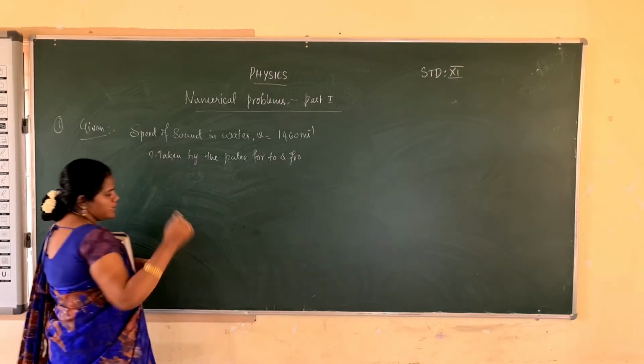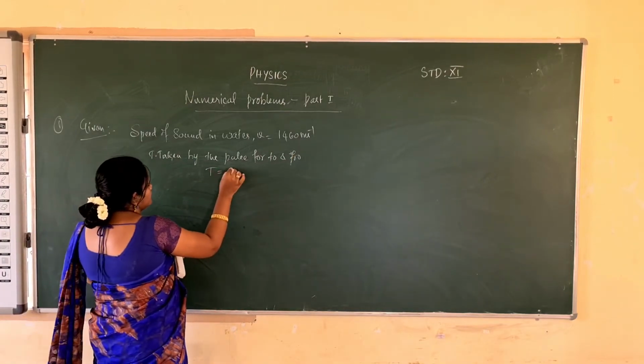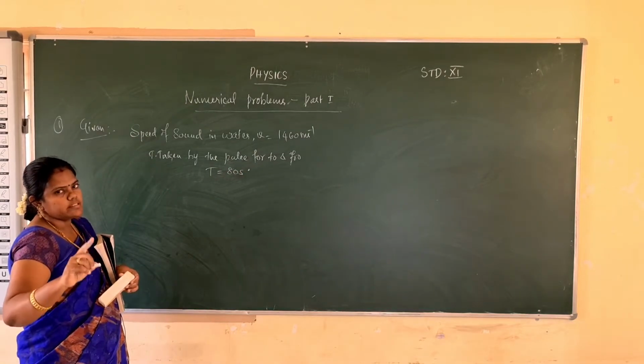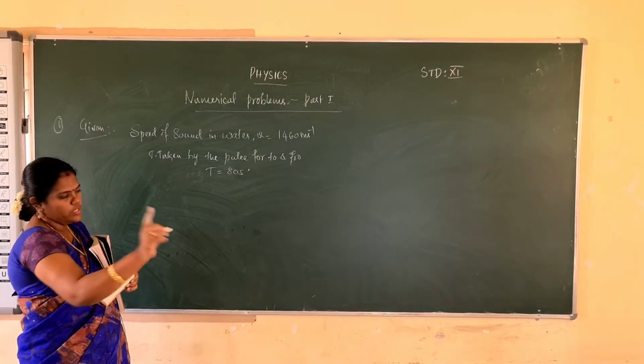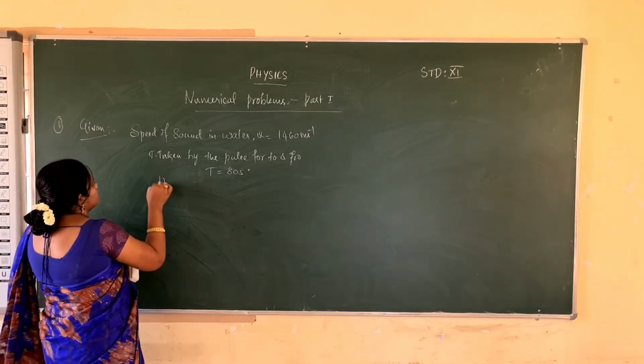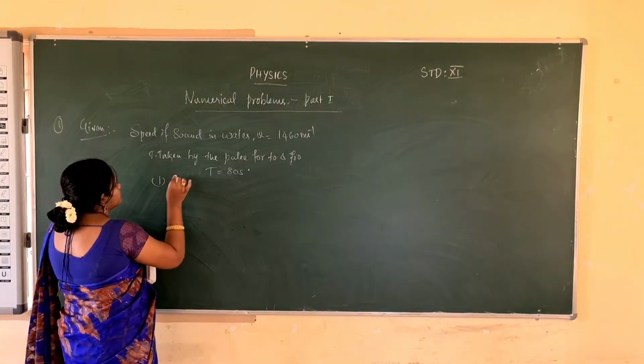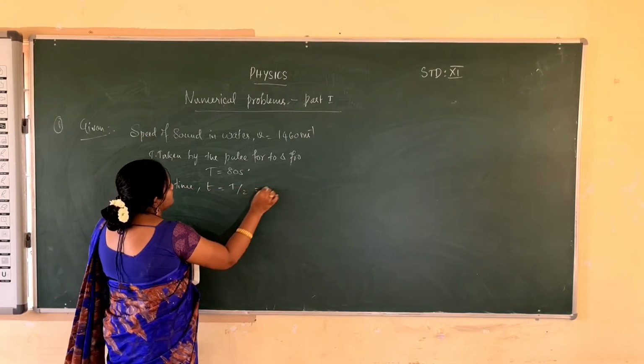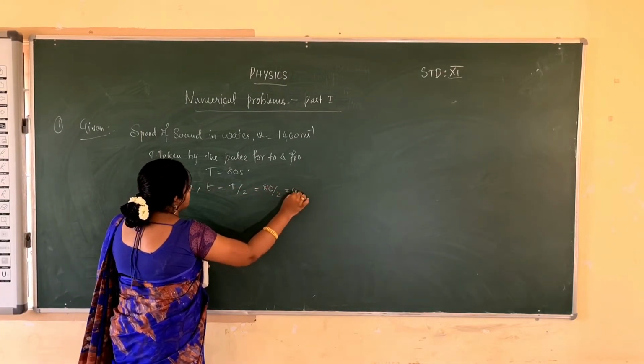For two times, going and coming, how much time has it taken? t is equal to 80 seconds. So now we want the time taken by a single pulse going one time. So one time, the time t is equal to t by 2, that is 80 by 2, that is 40 seconds.